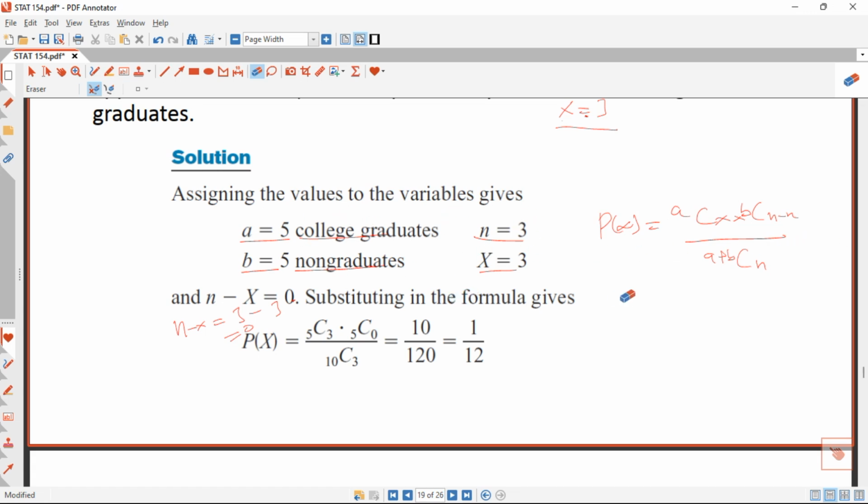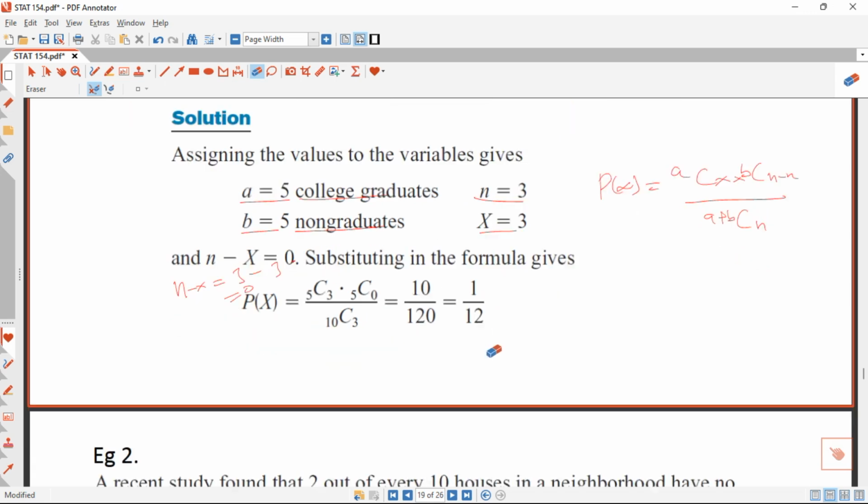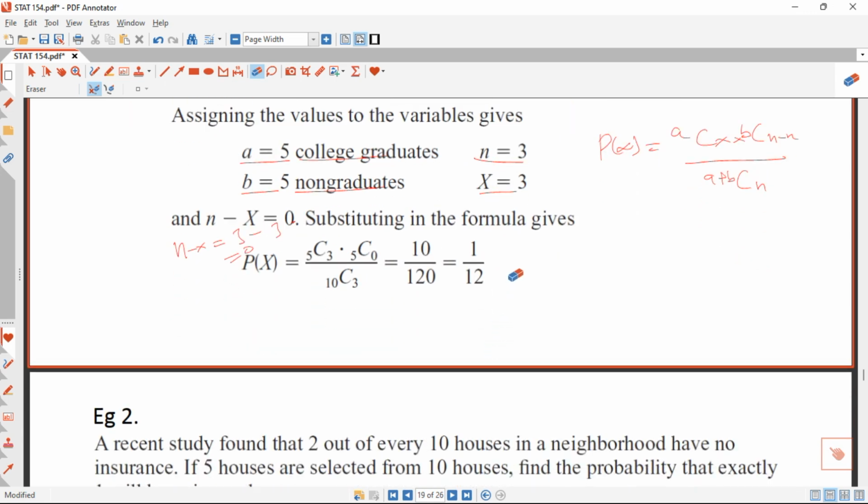That's what they have done. So our A was 5 combination our x, which is 3, times 5 combination 0. So here was B, and the 0 place was n minus x, which was given as 0. So 5 combination 3 times 5 combination 0, divided by the total, that's 10 combination n, and our n was given as 3. So once you punch this into the calculator, you're going to get 10 divided by 120. This 0 will cancel this 0, so we get 1 over 12. This can also be further simplified. So when you punch it into the calculator, you can also get decimals.